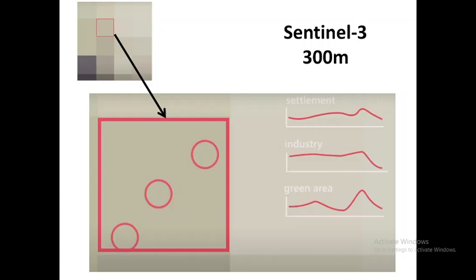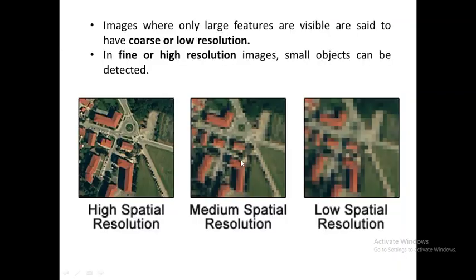As you can see, this is a single pixel and it has reflectance from different objects, as I have shown: settlement, industry and green area, and these are all mixed in one pixel. Then, what is low and high resolution? In low or coarser resolution, only large features are visible, and in fine or higher resolution images small objects can be detected.